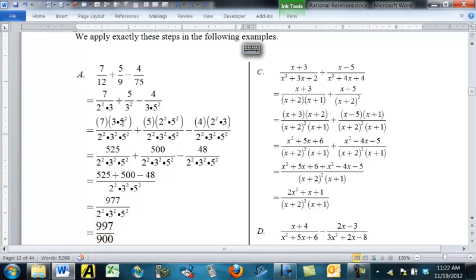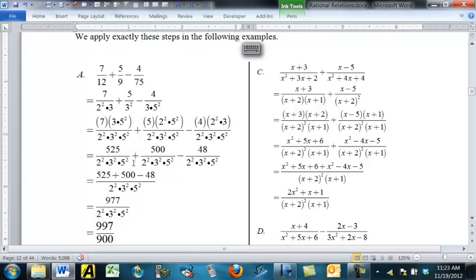Now go ahead and multiply out the numerators. 7 times 3 times 5 squared is 525. 5 times 2 squared times 5 squared is 500. 4 times 2 squared times 3 is 48. Notice the first parentheses in the top is the original numerator up here. The second parentheses contains what's in the common denominator that's not in the original denominator.